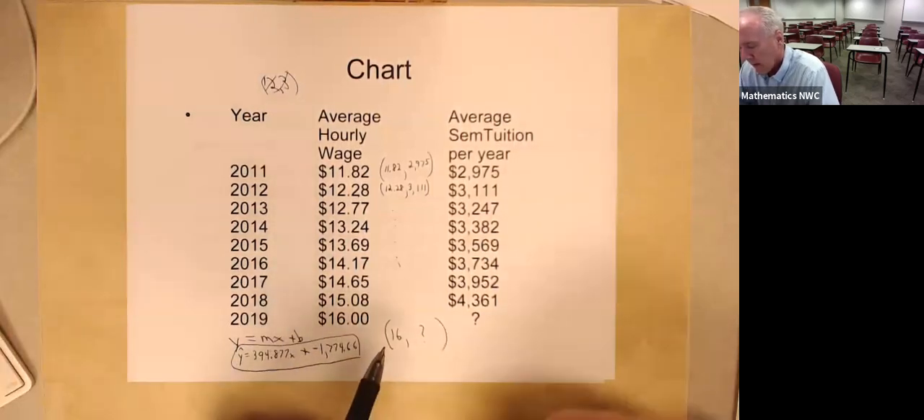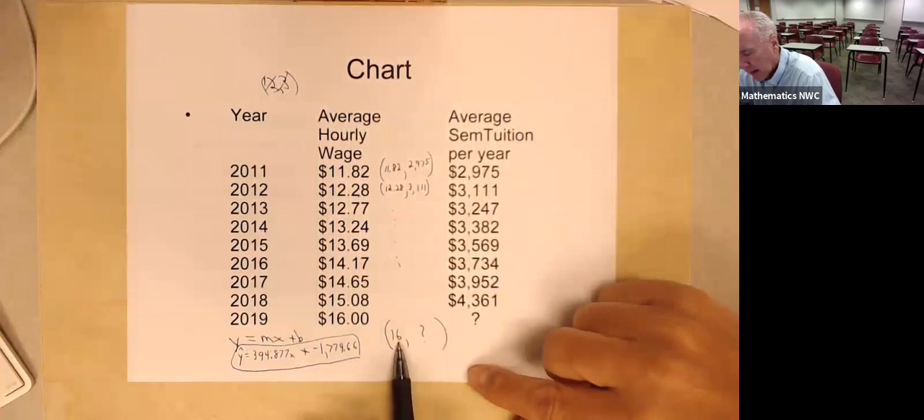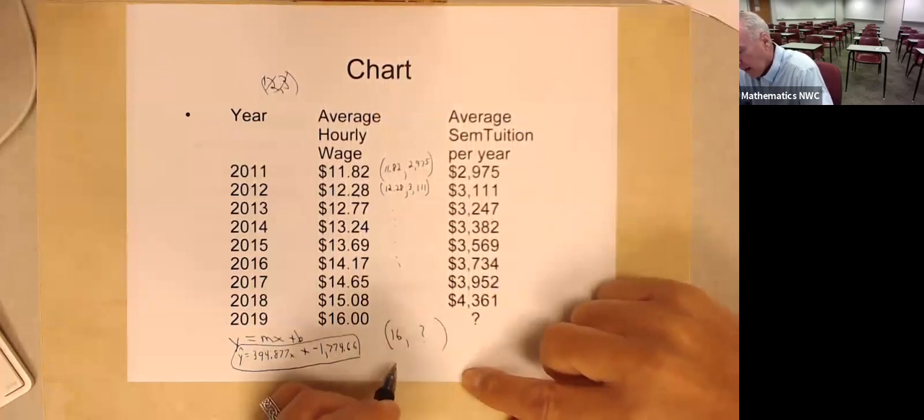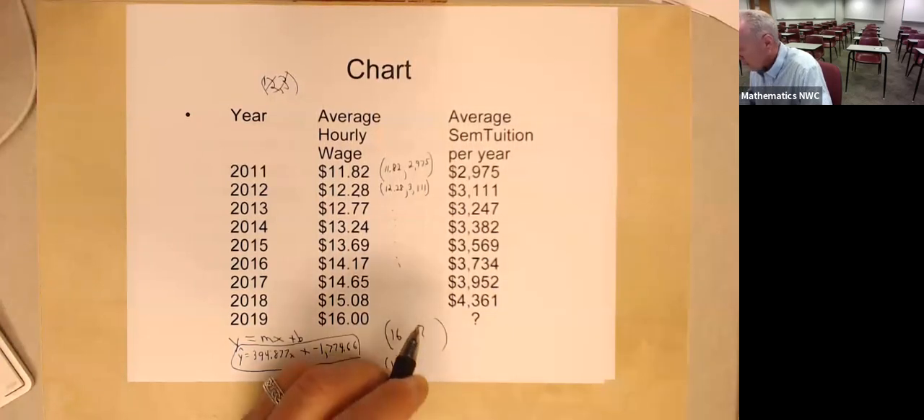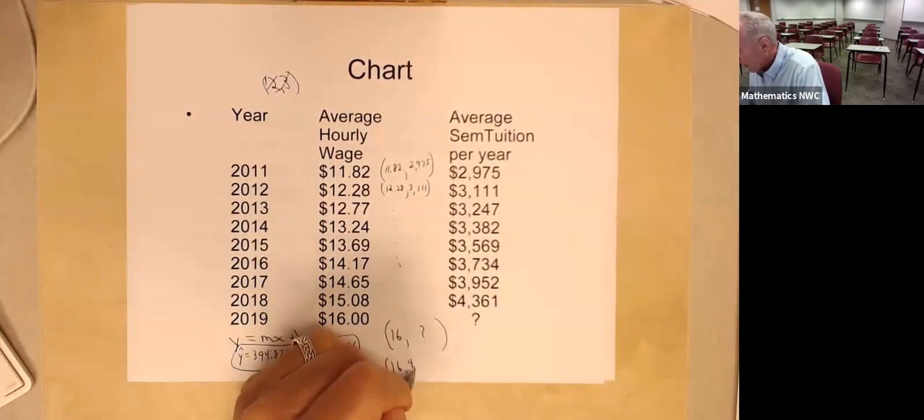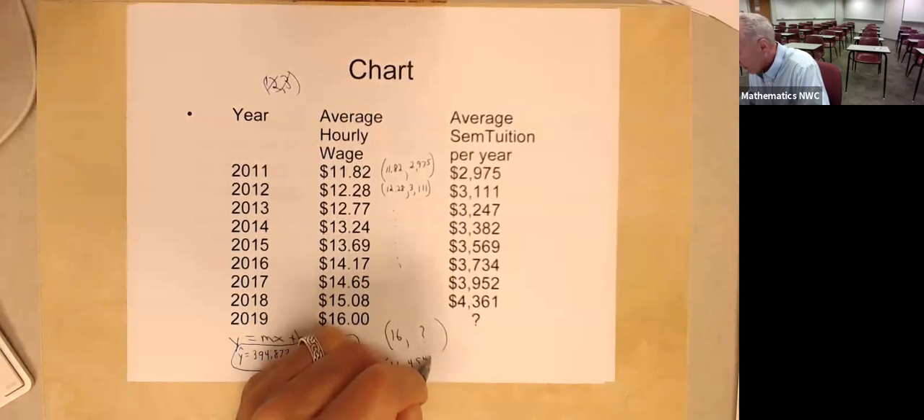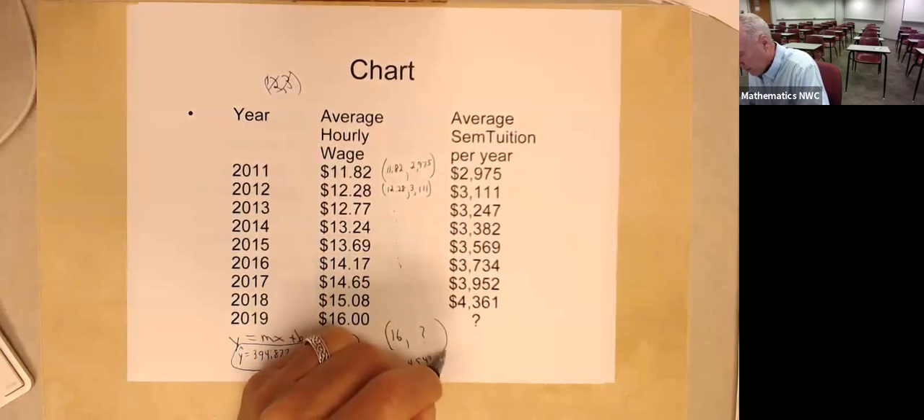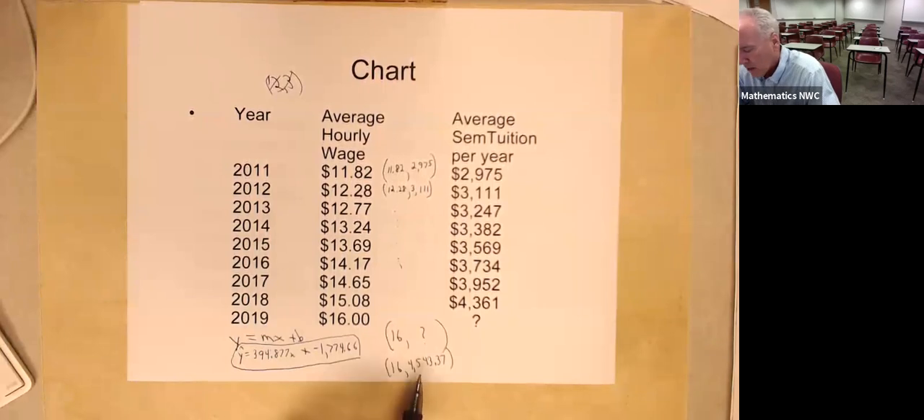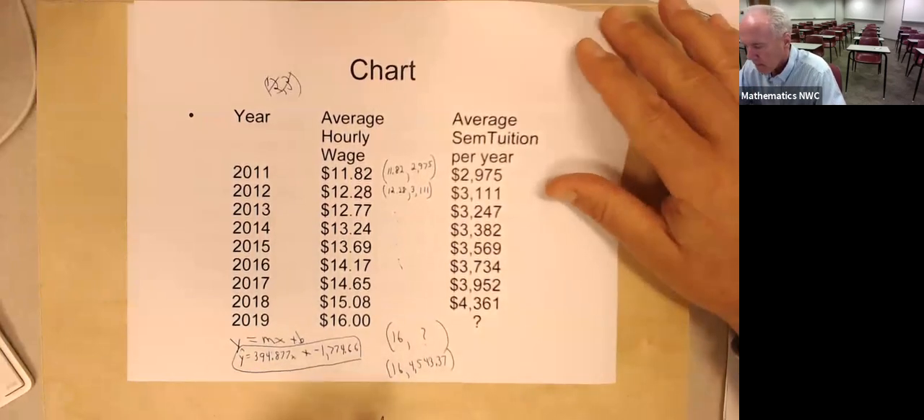Okay? Then my x is a 16, so I would put 16 in for the x, multiply it times that, subtract this number, and I would get the y. I think it turns out that the y is going to be 4,543.37. And again, you could check that out at that point in time. Okay?